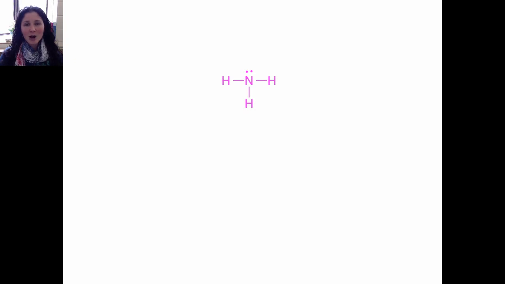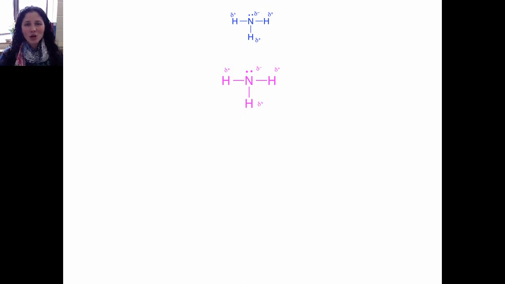Hopefully you can see that there are 3 different polar bonds in this molecule. That leaves a partial negative charge on nitrogen and a partial positive charge on each of the hydrogens. I could also show this by writing dipole moment arrows along each of the bonds from the hydrogen towards the nitrogen. Now let's draw a hydrogen bonding interaction with another molecule of ammonia.